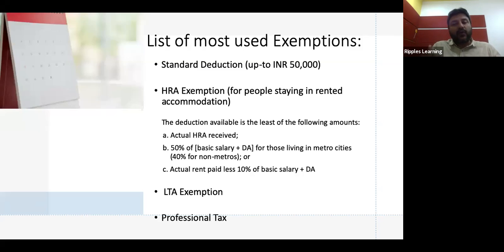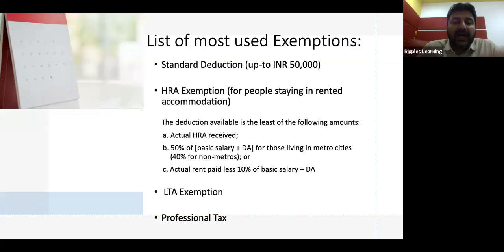So when you calculate this as an HRA, you take the minimum of the three. So let's say for A you got 50,000, for B you got 40,000, and for C you got 36,000, then 36,000 can be claimed as exemption.